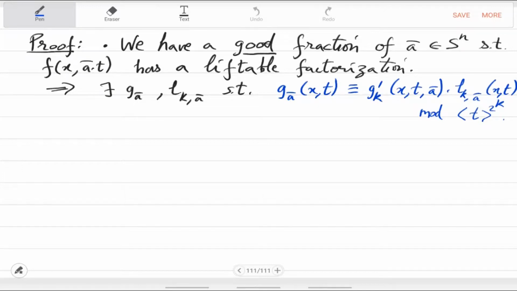And you can see easily that the degree of G A bar with respect to T is at most D, because this is actually a univariate factor which we lifted. So the degree is bounded by D. Now, on the other hand, let us make A bar formal.